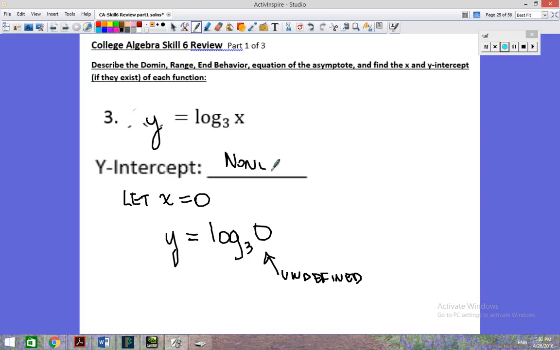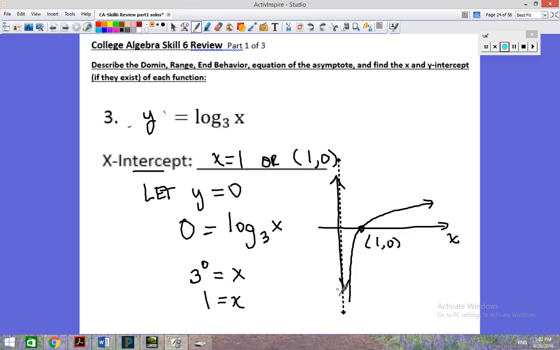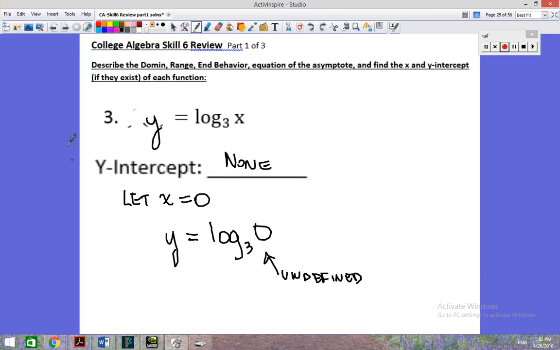And if you think about what that graph looks like, there was a vertical asymptote, and your graph never touches that vertical asymptote. And that vertical asymptote, the line x equals 0, was the y-axis. So it's never crossing the y-axis. There is no y-intercept. So let's move on.